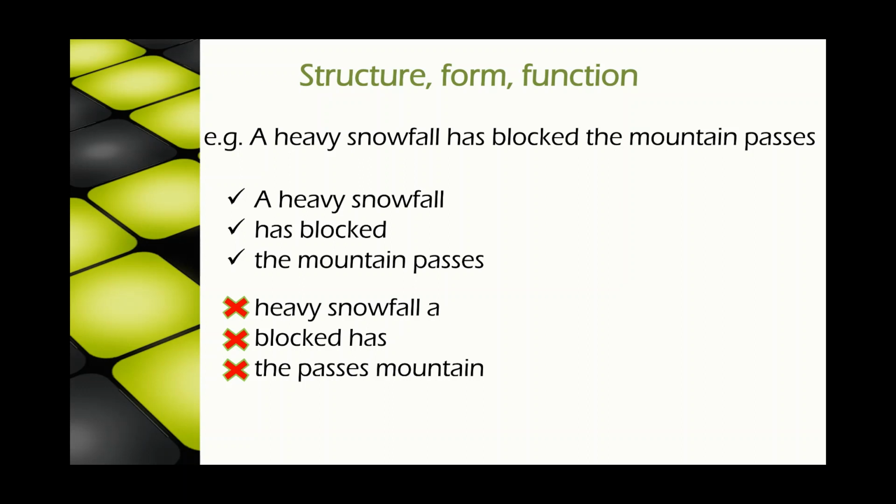Now, again, you need to remember that these phrases also have to have correct structure. We cannot really put words together in a random way in order to make up phrases. So look at, for example, a heavy snowfall. Heavy snowfall is not an acceptable phrase because the structure is not correct. The same applies to blocked has. This is not an acceptable structure. The same thing applies to the third one, the passes mountain. This is not an acceptable structure.